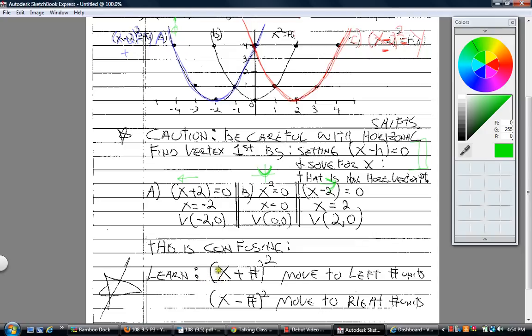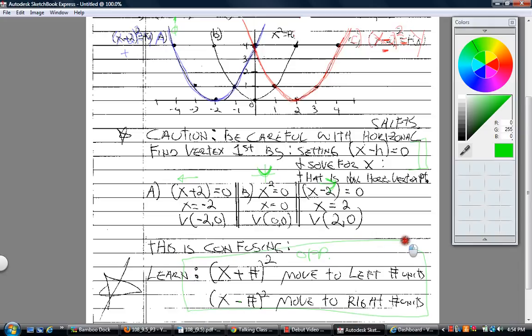If you see inside the parentheses a positive number, you're going to move it to the left. Think of opposite. Maybe that helps, nothing wrong with that. If it's an opposite sign, if it's plus 2, go to the left 2 units. If it's a minus 2, take it 2 units to the right. So this is just a summary.